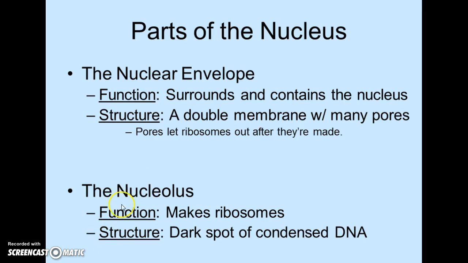Okay, the second part is the nucleolus. Not all nuclei will have a nucleolus visible. Sometimes it is visible. It is a much darker spot on the nucleus. There may be multiple nucleoli. They would be darker condensed DNA, and this is where ribosomes get made and they start to get assembled inside the nucleus.